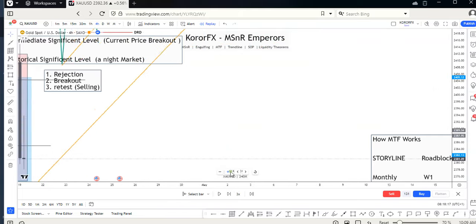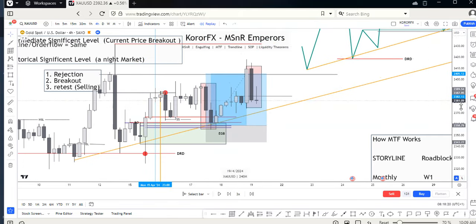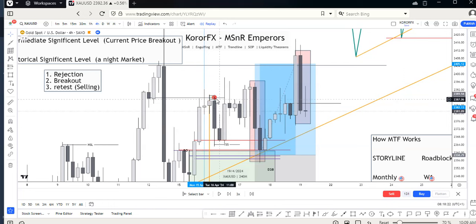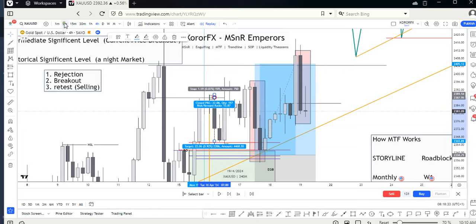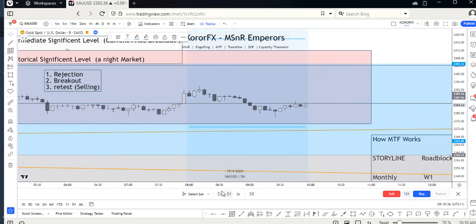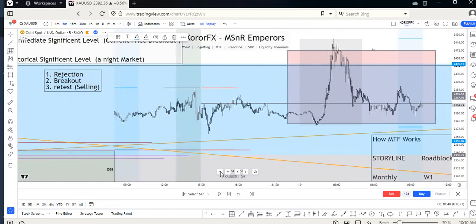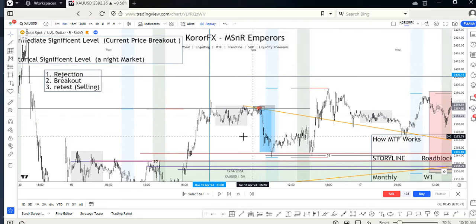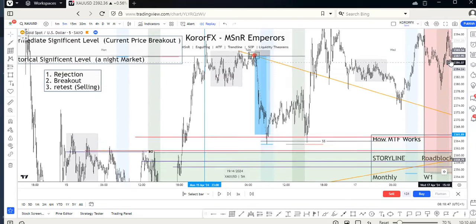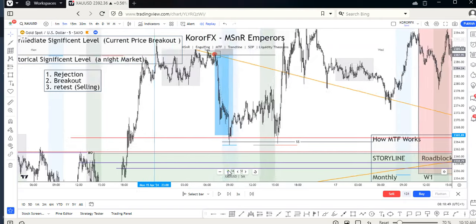My screen became slow. And then this H4 level, this gap. And then if I go back, you can see where price exactly hit. So Malaysian SNR has different ways you can trade. Even lower time frames can give you a nice setup for the day.